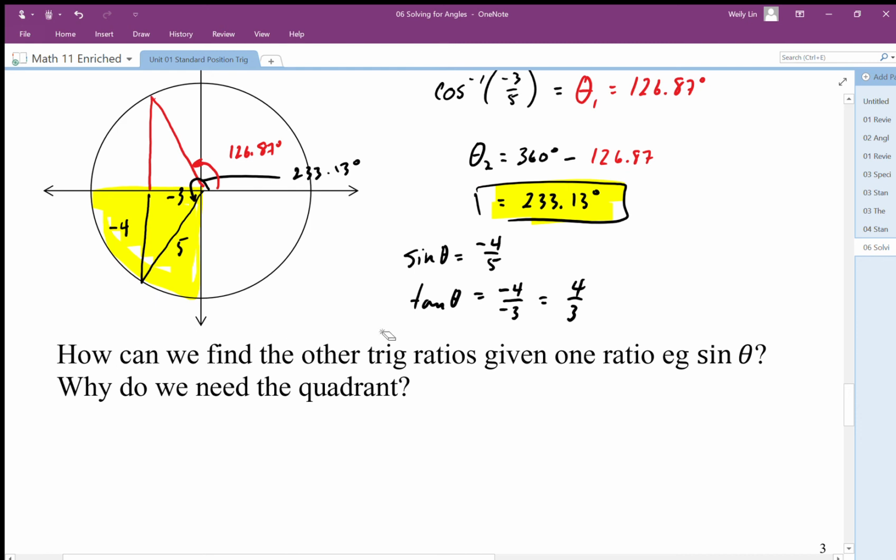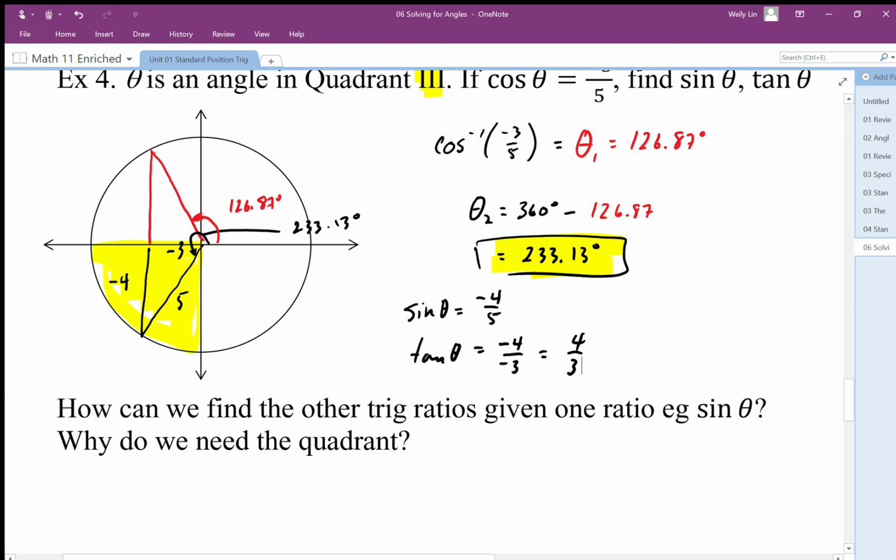So if we want to find the other trig ratios given one ratio, one ratio gives us two sides, and it only gives us two possibilities that we have to consider when we start with the ratio. So the ratio gives us two sides of the triangle, but we also have to consider that the ratio by itself gives us two different positions. So then we can find the third side using Pythagoras, but we need the quadrant because there are two possibilities.